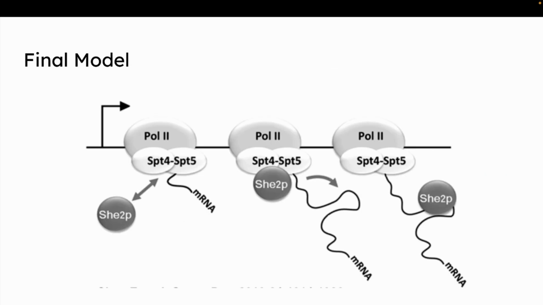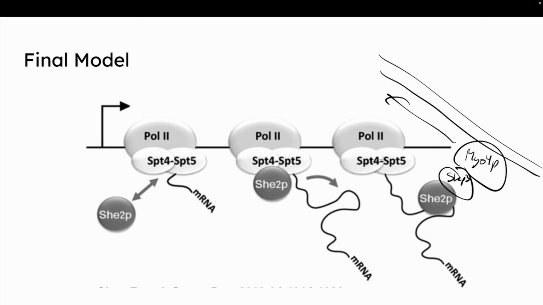And so that's where we get to our final model. SHEP2 chills with both SPT4, SPT5 complex, as well as RNA polymerase. Everything here is essential. SHEP2 will bind to the mRNA, right? And then once it binds to the mRNA, SHEP3 can come in. And then we have our myo4, right? And then we have our actin filaments, and myo4 can walk towards the distal tip. That is our final model, and this is how we get ASH1 localization to the distal tip of our daughter cell of our yeast. And yeah, that is, in summary, what mRNA localization is and its experimental history.